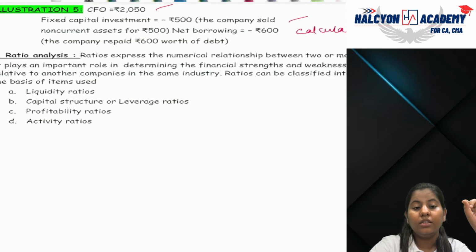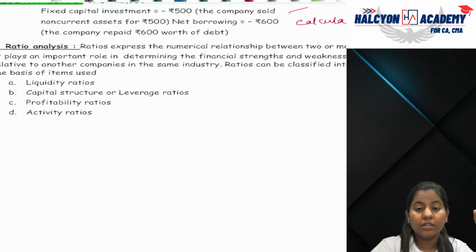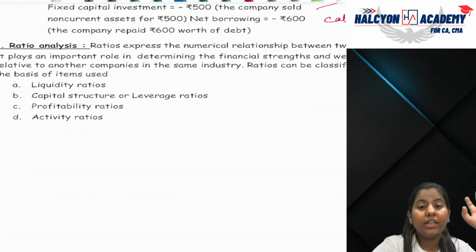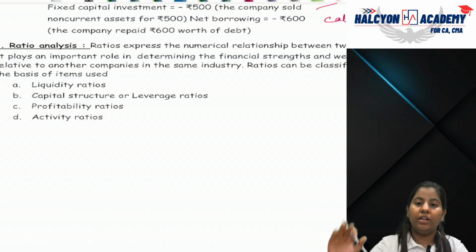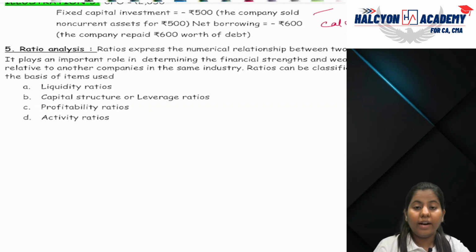If a ratio contains anything related to profit, they are profitability ratios. Gross profit, net profit, profit after tax, they are profitability ratios, which consider any kind of profit. Then activity ratios. Activity ratios are also called turnover ratios, which relate turnover to any other element. Those are activity ratios.